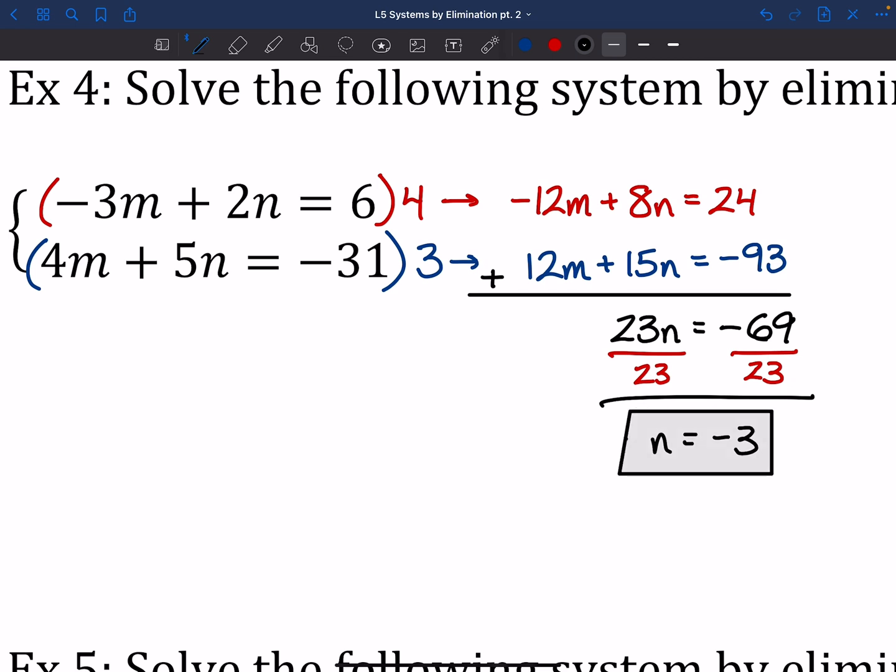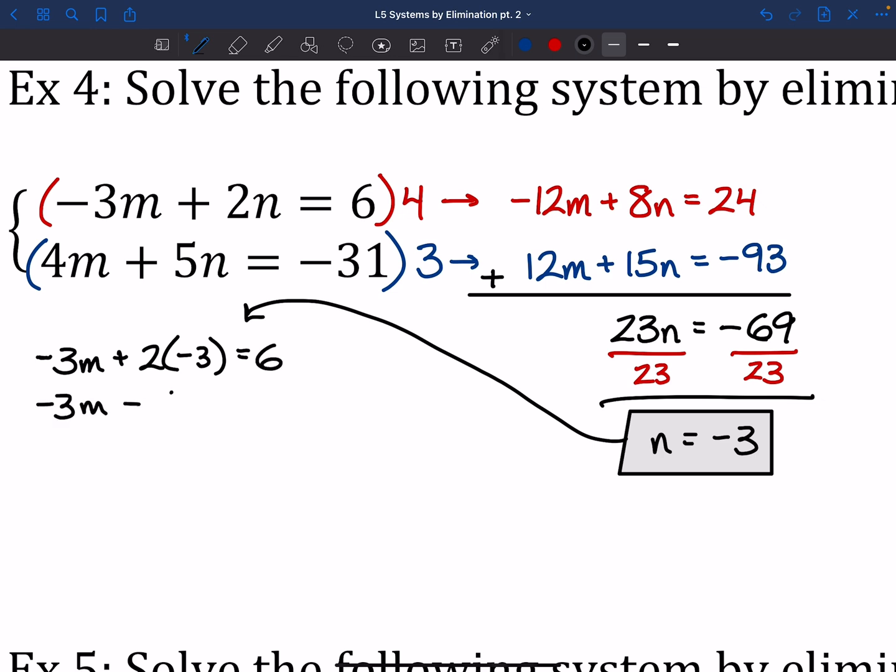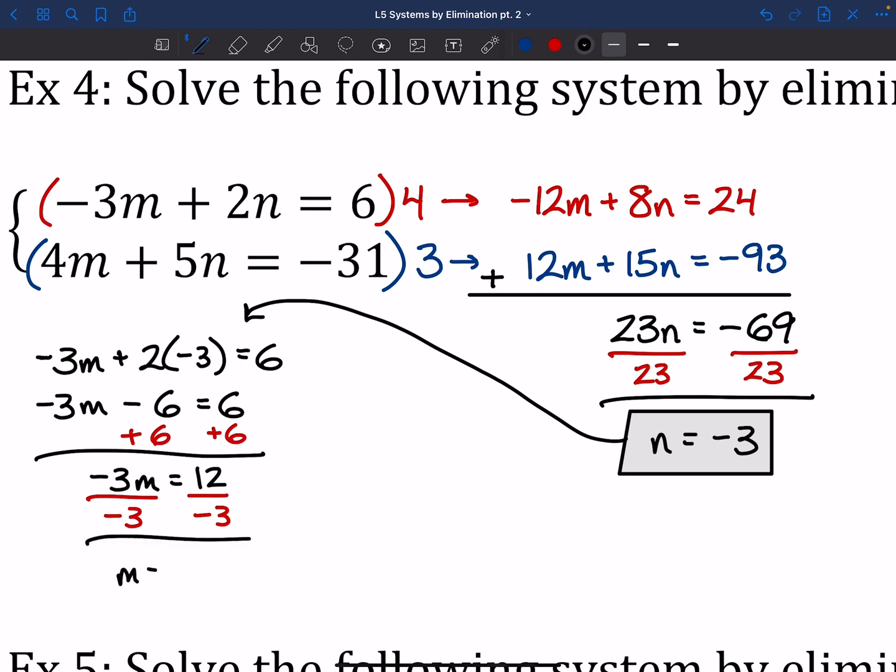Right? And again, after that, same old boring thing. We're going to plug it back in. I'm going to plug it into the first one because the numbers are smaller. We got negative 3m plus 2 n's, we just found out that was negative 3, equals 6. I'm going to simplify a little bit. I'm doing that multiplication now. I need to move that 6 away from the m's. I'm going to get that negative 3m is equal to 12. We got to divide by negative 3 on both sides to get that m all by itself, which comes out as negative 4.